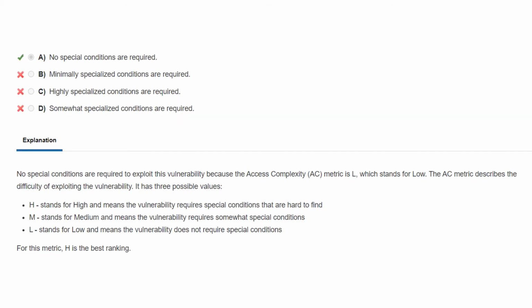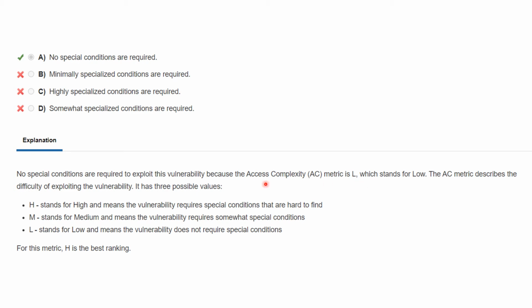The correct answer is A. No special conditions are required. No special conditions are required to exploit this vulnerability because the access complexity, or AC metric, is low, which stands for L, which stands for low.